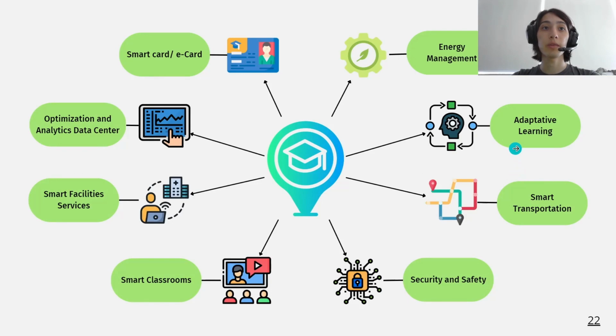Here are presented some of the main features offered by a university that could be considered a smart campus: e-card, energy management, optimization and analytics data center, adaptive learning, smart facilities services, smart transportation, smart classrooms, and security and safety. These are very common points in the university today, but it does not necessarily mean that it must offer these specific resources to its stakeholders. There may be countless others.